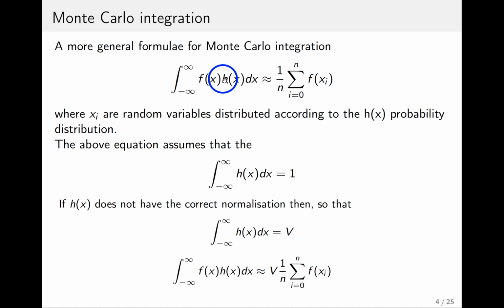Obviously h(x) has to be a probability distribution, which means it has to be positive. There's also an assumption of normalization, that h(x), when you sum over all space, is equal to 1. If h(x) doesn't have the correct normalization, you can correct for it by putting this V factor in the summation formula. We'll see this formula is useful later on when we do stratified sampling, because if we're integrating between 0 and a half, this V factor will be a half. So we'll see some later examples where this normalization factor comes around.